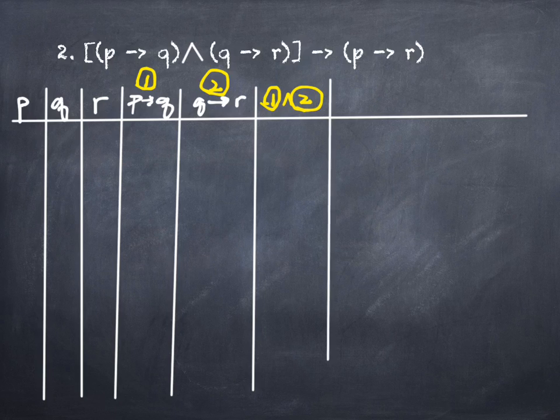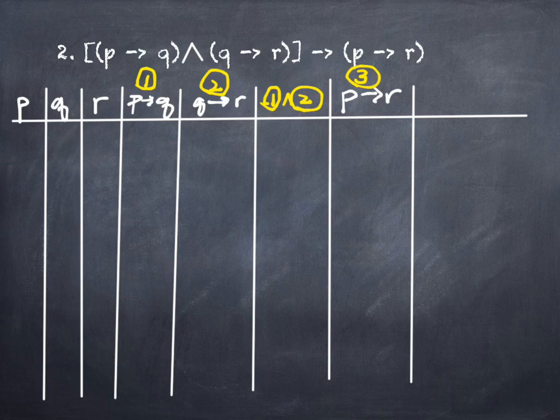Okay. Now what? I need a P implies R, because that's the conclusion statement. And I'm going to call this number 3. Now what? Now you need 1 and 2. Right. I need 1 and 2 imply 3.